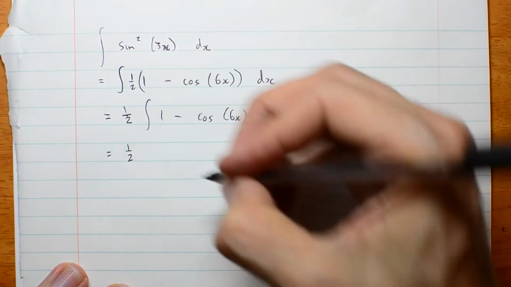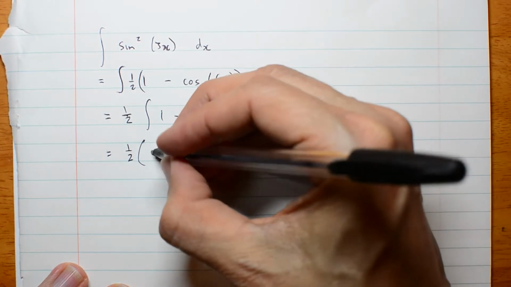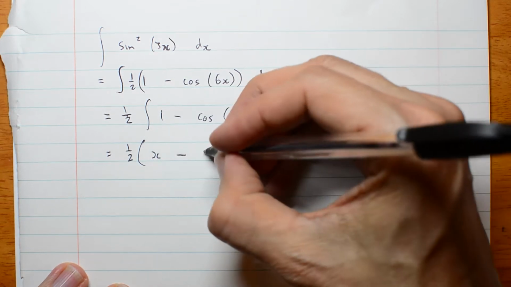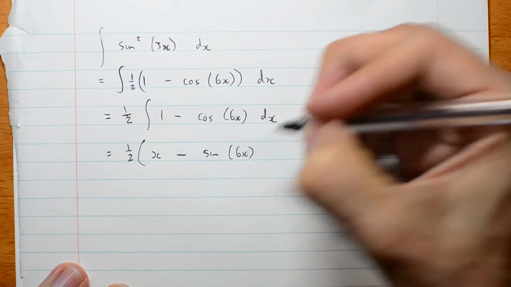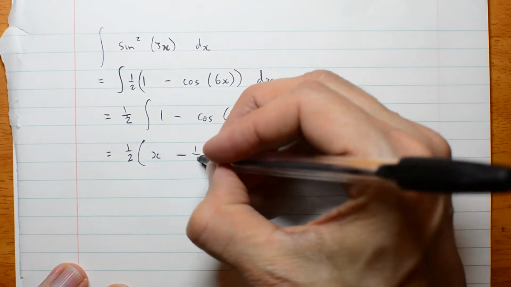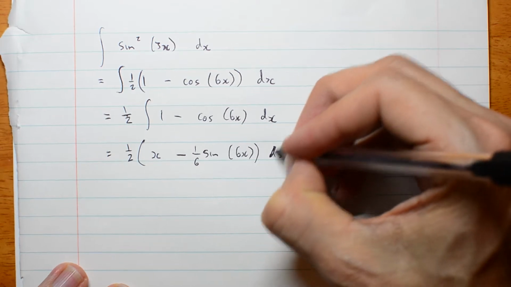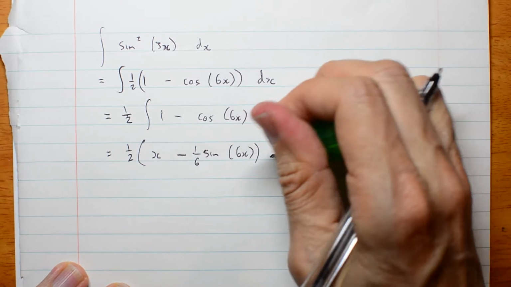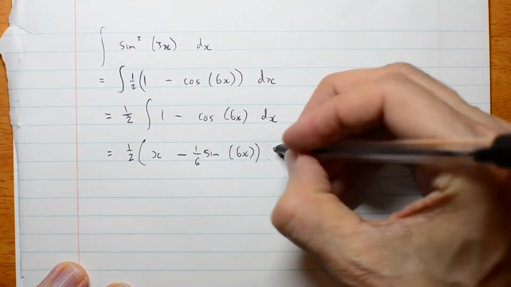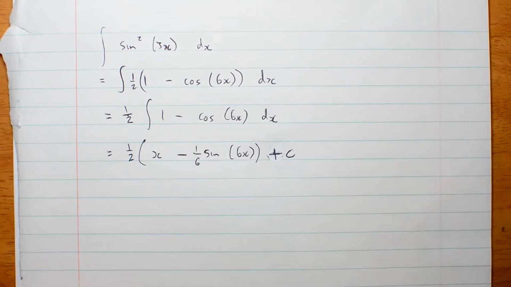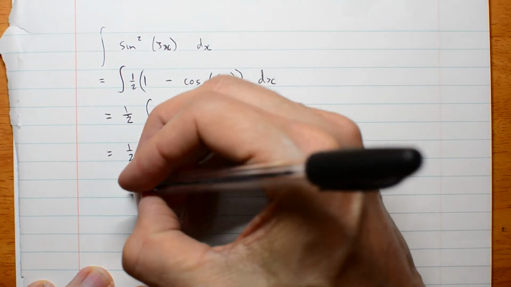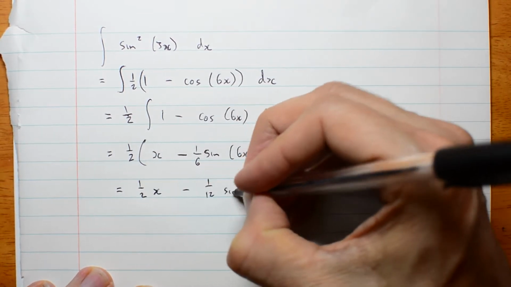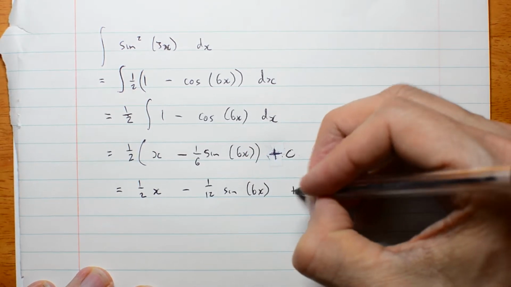And that is half of, well, what's the integral of 1? That's x. And what's the integral of cos? It's going to be sine. And because there's a 6 in here, I want 1/6 of that. Sorry, not dx anymore. Let me fix that. Confused what step I was up to. Plus constant. I probably would go one more step and write that as half x minus 1/12 sine 6x plus constant.